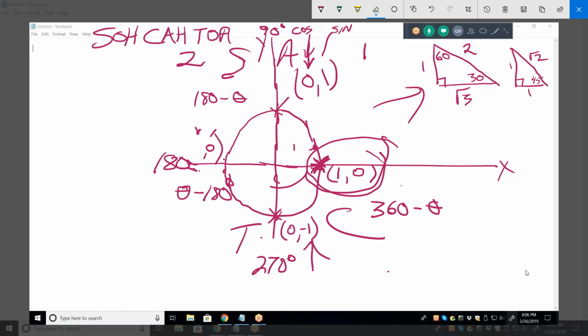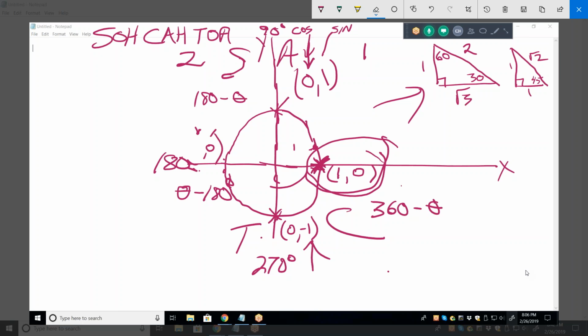Which means all you have to do is take any angle, convert it to the first quadrant angle. That'll give you the ratio, the number, and then use this all students take calculus to put a plus or minus sign on it. And it's as simple as that.